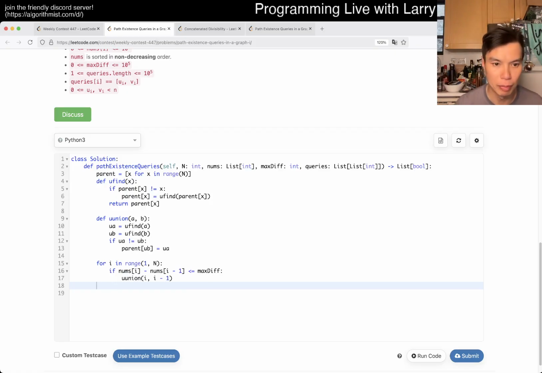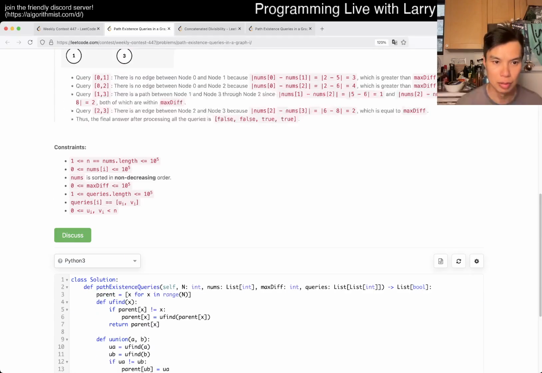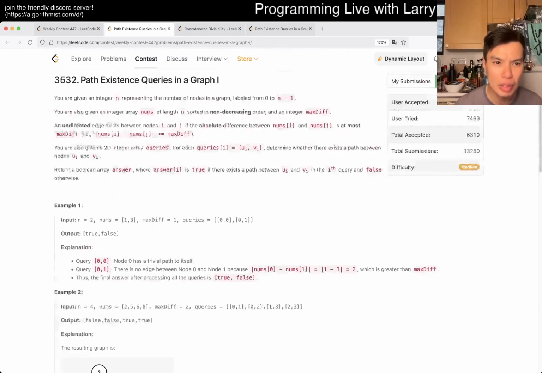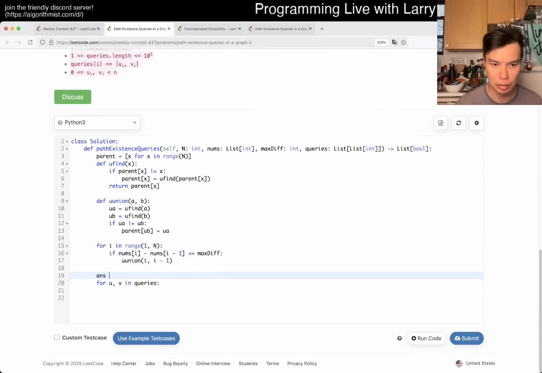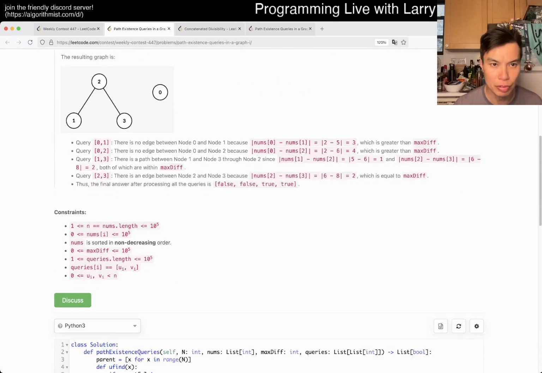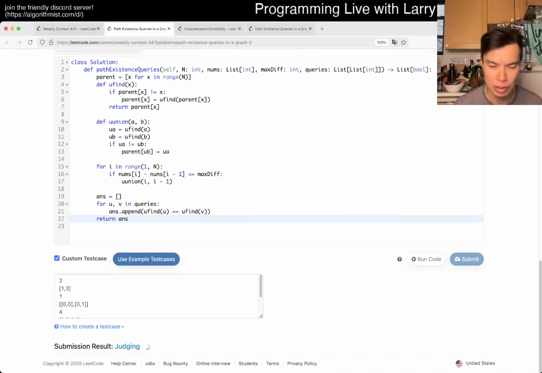Maybe the other way is a little bit more, and then queries for... what am I returning? True false. If... right. True false, and then false false true true. All right. Hopefully no silly mistakes.